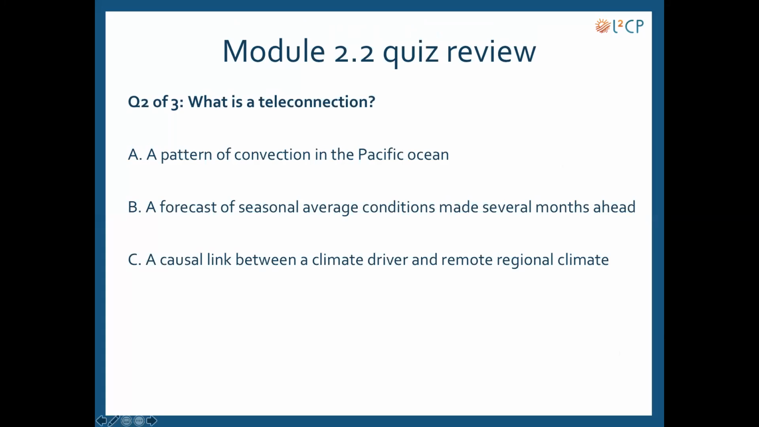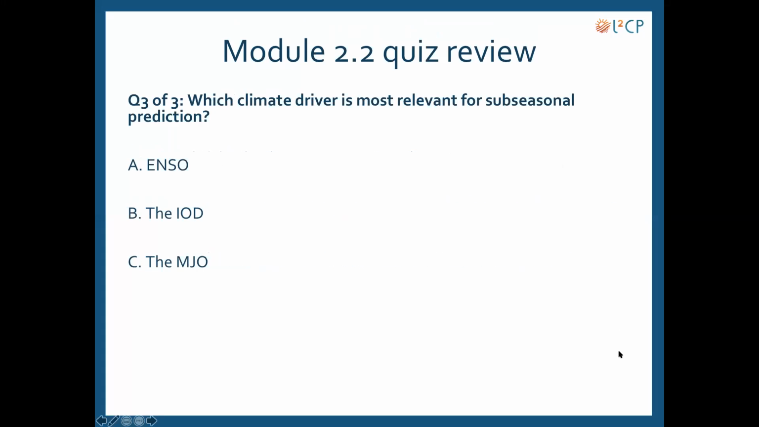I feel like I'm on a quiz show here. This is great. And finally, question 3 of 3. Which climate driver is most relevant for subseasonal prediction? Is it A, ENSO, B, the IOD, or C, the MJO?